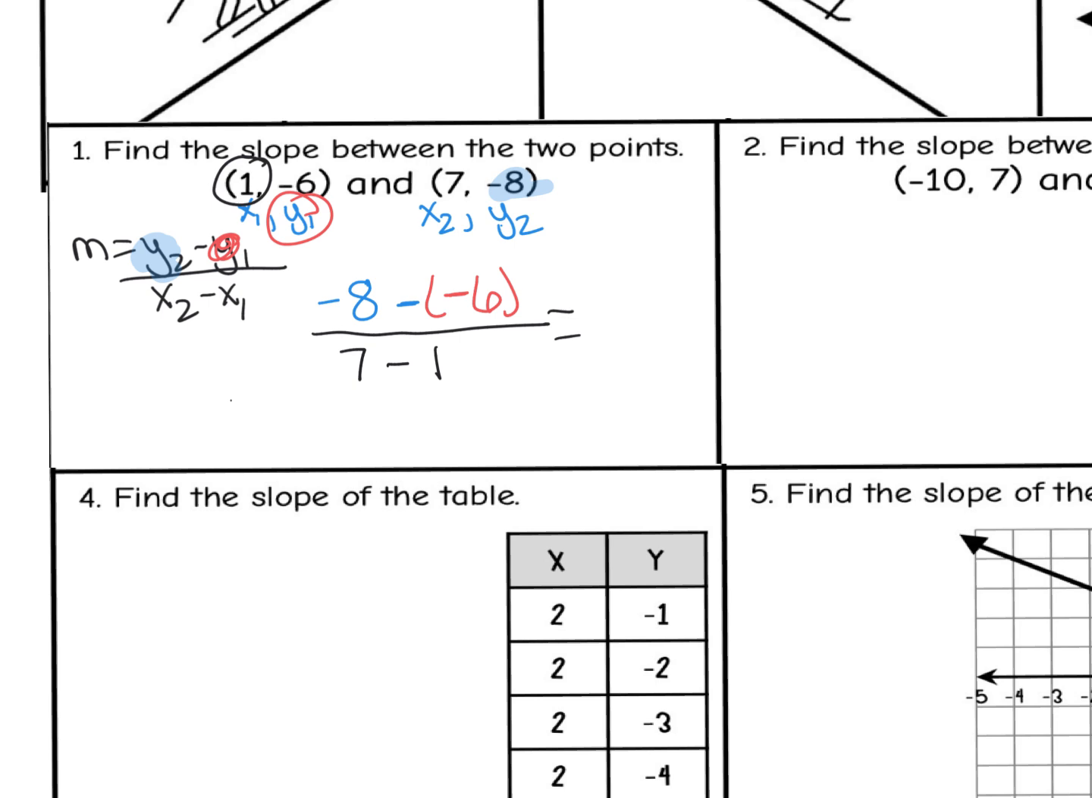So -8 minus -6. Well, good thing I didn't drop my negatives, because that double negative is going to turn into a positive. So I'm left with -2. And 7 minus 1 is 6. But we're not done. With rate of change, we always want to simplify. And -2 over 6 can be simplified to -1 over 3. So my slope, indicated by my variable m, is -1 over 3.